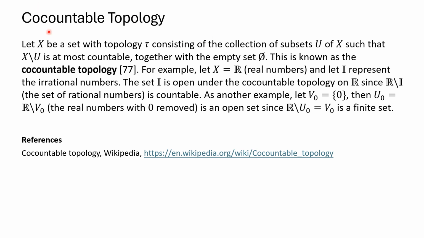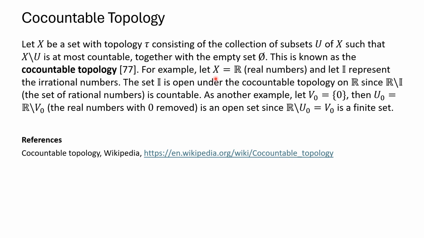So let X be a set with topology tau consisting of the collection of subsets U such that the complement of U is at most countable. So in other words, finite or countable, along with the empty set. So that's our topology on a given set X. And this is known as the co-countable topology. I gave a reference here, and this is from my book, which you can download freely. And I also gave the reference directly down here.